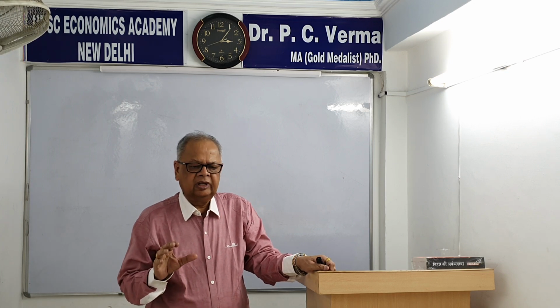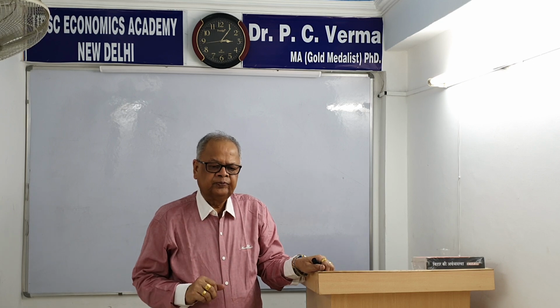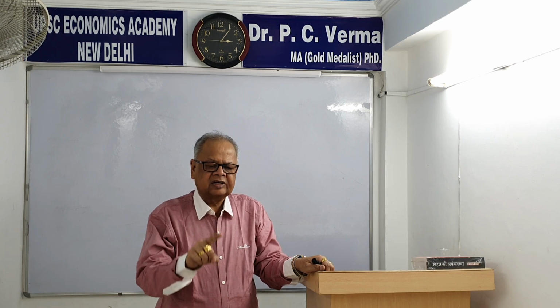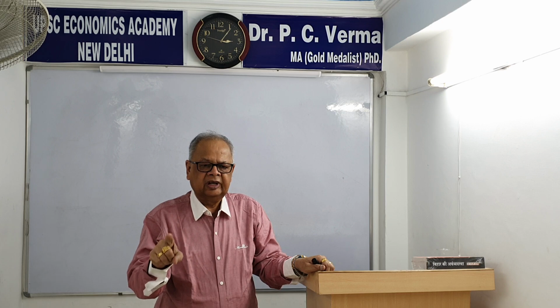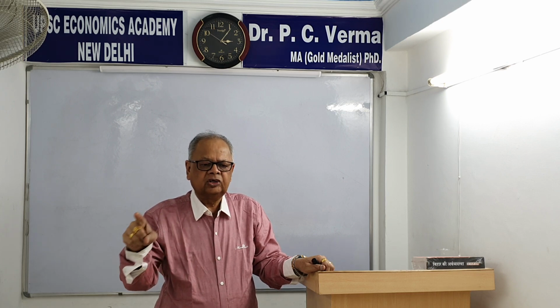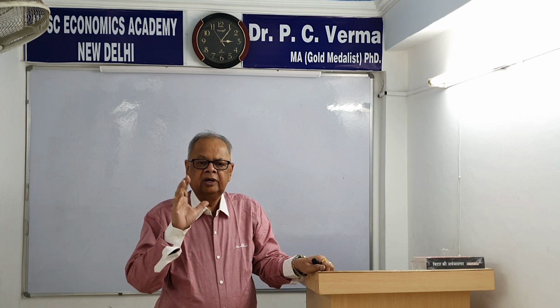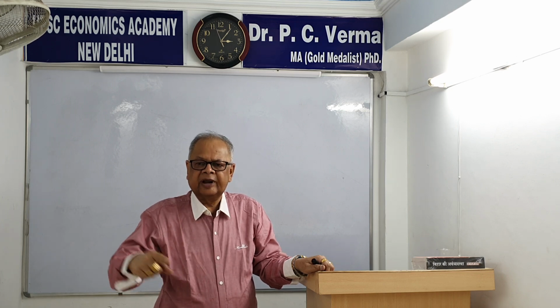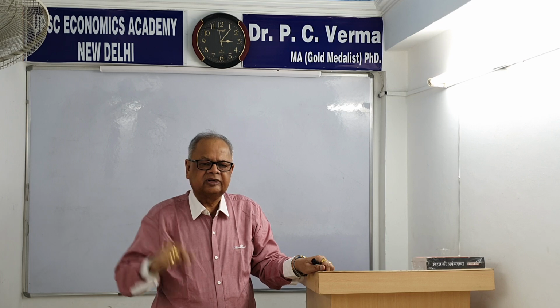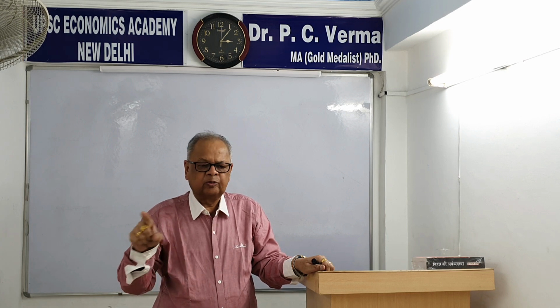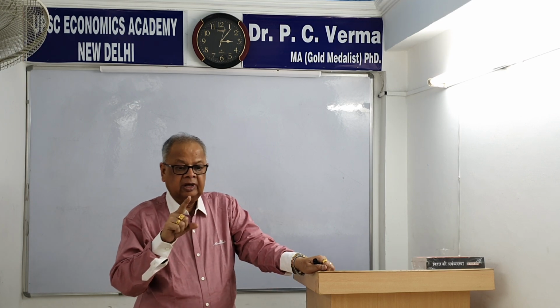Quantity theory of money, transaction approach. Price is directly and proportionately related to the quantity of money. If you increase the quantity of money by 10%, the general price level will increase by 10%. This is called the direct and proportional relationship between M and P.